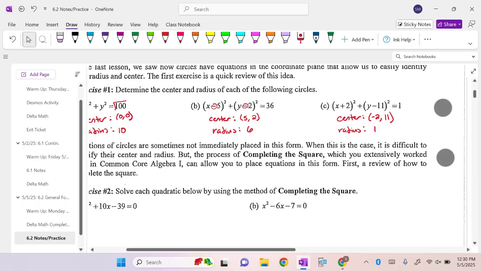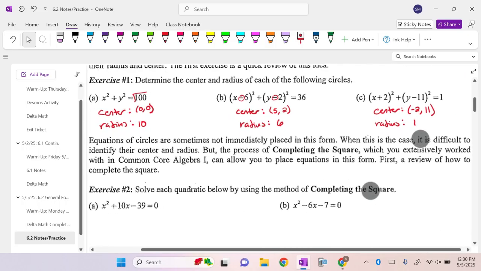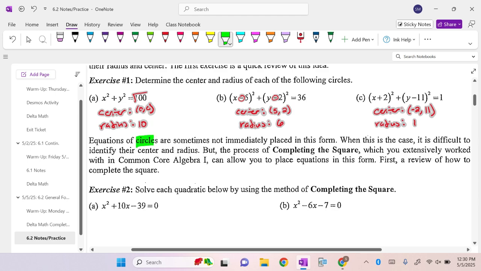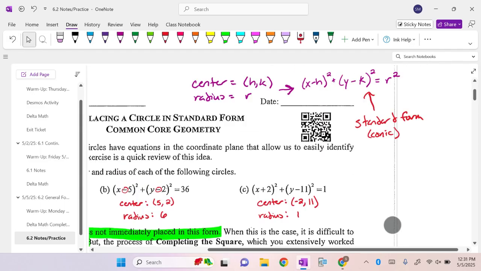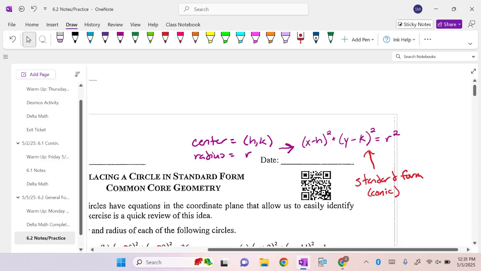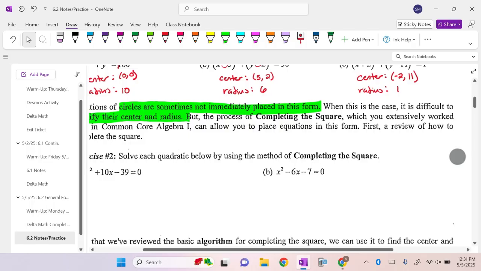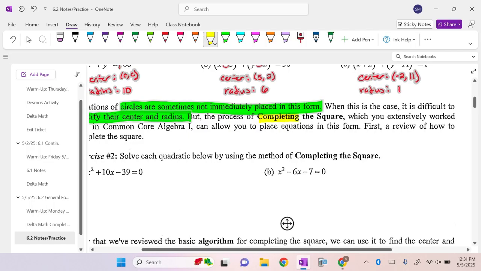Now, the next part that we're going to be dealing with is that sometimes circles are not immediately placed in this form. And when that's the case, it's really difficult to identify the center and radius. So the only form that we can flat out identify the center and the radius of is the standard form. In this form, we can get the center and the radius immediately without having to do any work. Now, we can convert them by completing the square, which is what we extensively talked about.